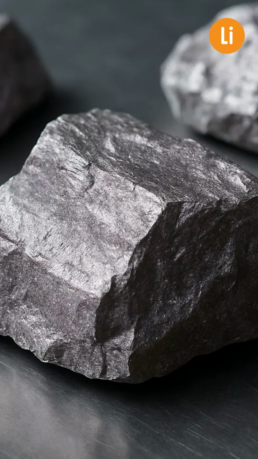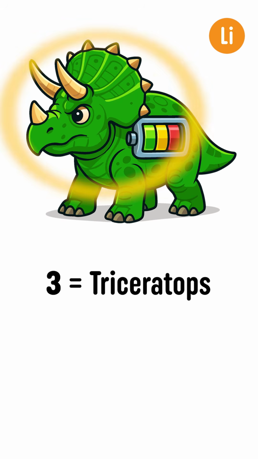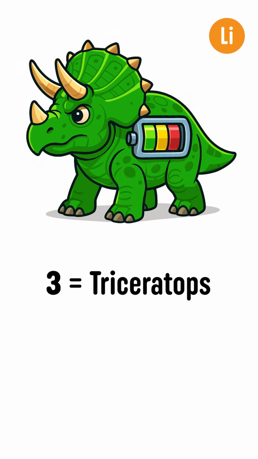Lithium is the third element of the periodic table. This image represents lithium. The number 3 is represented by a triceratops because triceratops have 3 horns. Next, we have to convert the name lithium into a picture.